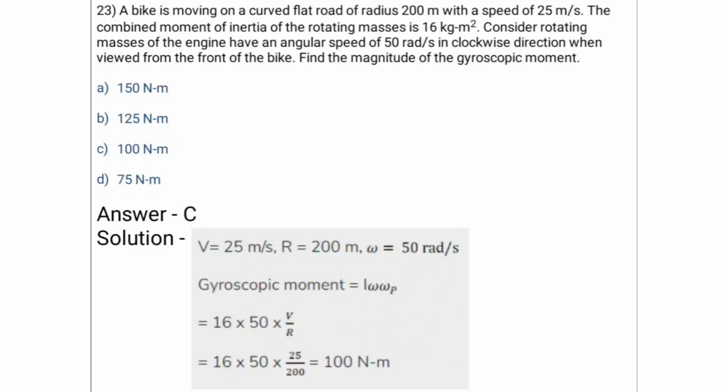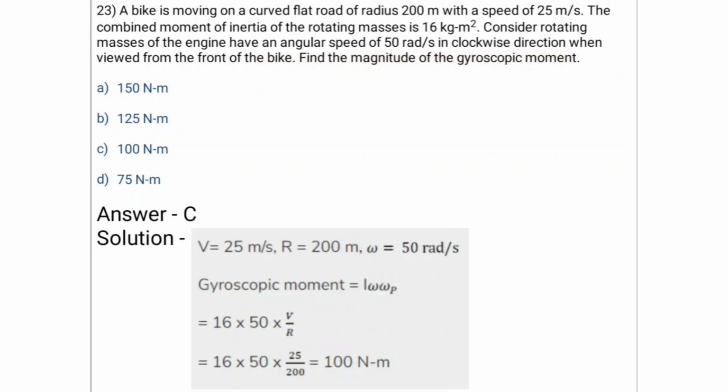Question number 23 is from gyroscope. A bike is moving on a curved flat road of radius 200 meter with the speed of 25 meter per second. The combined moment of inertia of the rotating masses is 16 kg meter square. Consider rotating masses of an engine having angular speed of 50 radians per second in clockwise direction when viewed from the front of the bike. Find magnitude of gyroscopic moment.